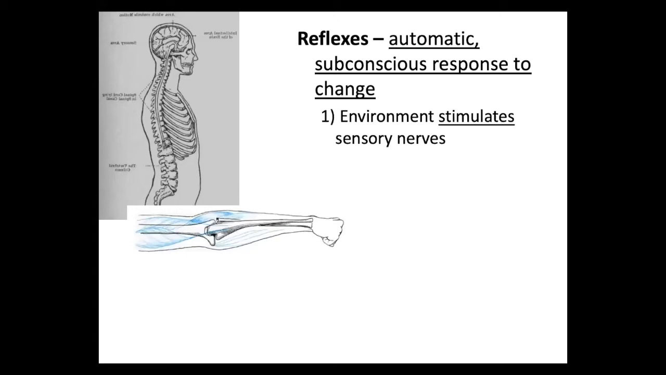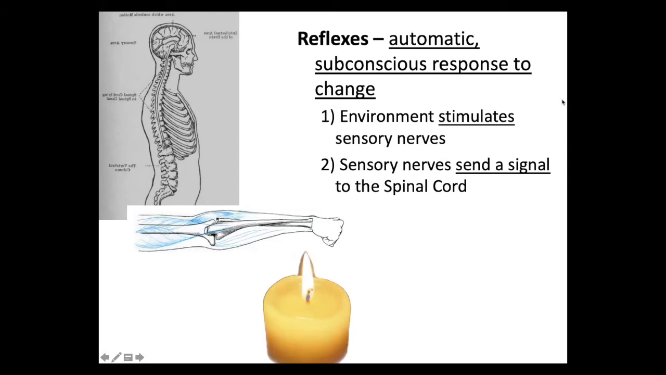So what's going to happen? How does a reflex work? Step one, an environment is going to stimulate the sensory nerve. The sensory nerves are going to be in your arm or your hand, wrists. I think I have it. Yeah, wrist. And the stimulation is going to be heat. So you are now cooking your skin. You're burning yourself. So the sensory nerve in this area is going to send a signal to the spinal cord.